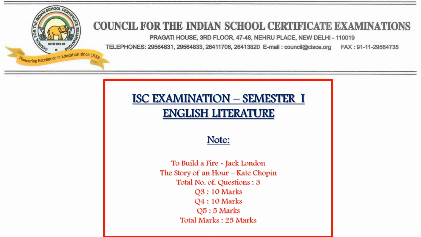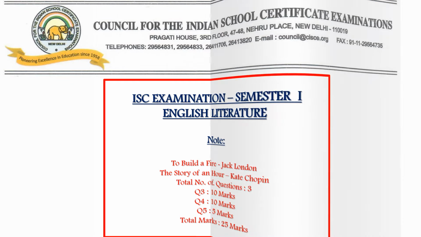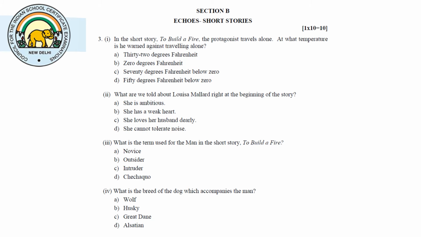There are two stories, there are three questions. Third question is of 10 marks, fourth question is of 10 marks, fifth question is of 5 marks. Totally 25 marks for the short stories. So here students, section B is of short stories. That's what I have told in the beginning. Section B is of short stories. So now you can go through the questions, how the questions have been asked.